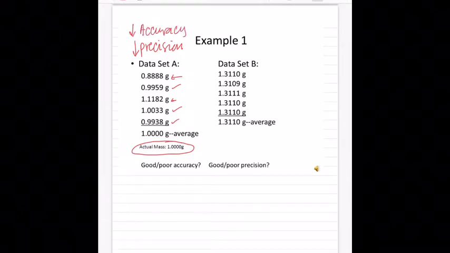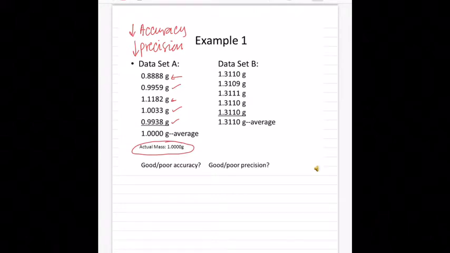If you had something like 0.9959, 0.9965, 0.9999, if you had a whole bunch of those grouped together like that, then it would be high accuracy, high precision. But these are not close to the goal target. They're pretty far off, actually.